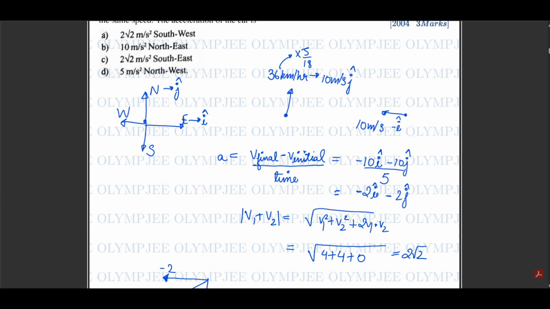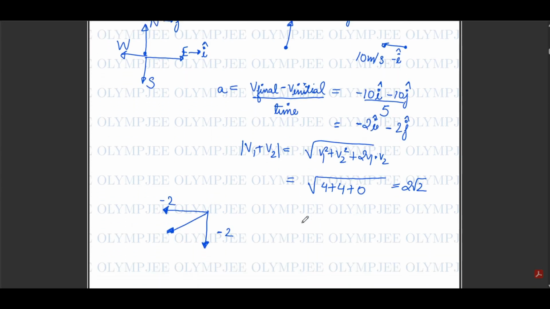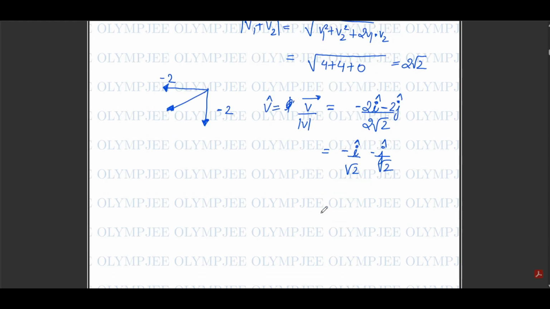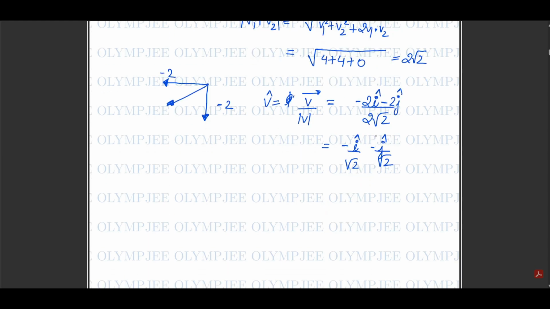So the answer is option A. We can also find the direction with one more method, that is, the direction is given by the v vector divided by its magnitude. We get the unit vector, which is minus 2 i cap minus 2 j cap by 2 root 2, that is, root 2 by root 2. And if you take the dot product with i cap and j cap, you will find out that the direction is southwest by checking the angle.